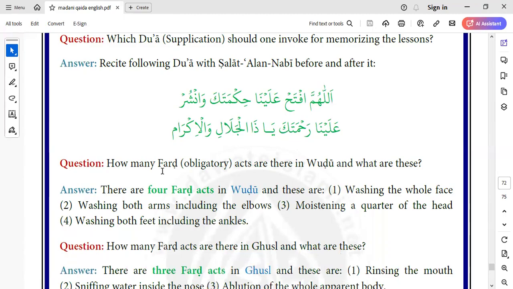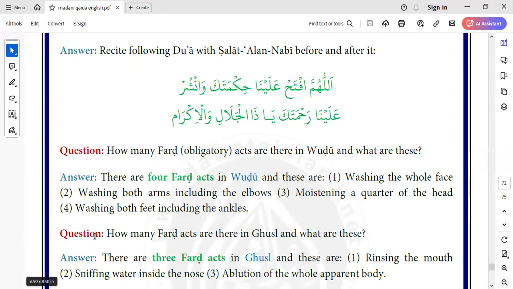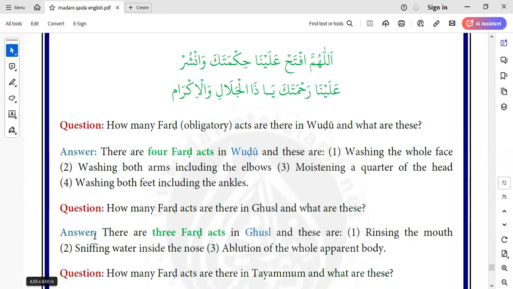Question. How many fard obligatory acts are there in wudu, and what are these? Answer. There are four fard acts in wudu, and these are: 1. Washing the whole face, 2. Washing both arms including the elbows, 3. Moistening a quarter of the head, 4. Washing both feet including the ankles.